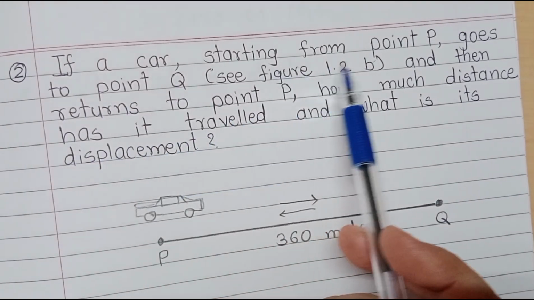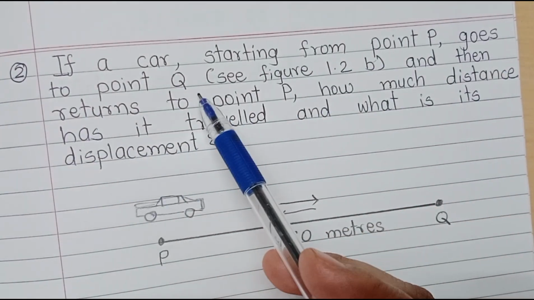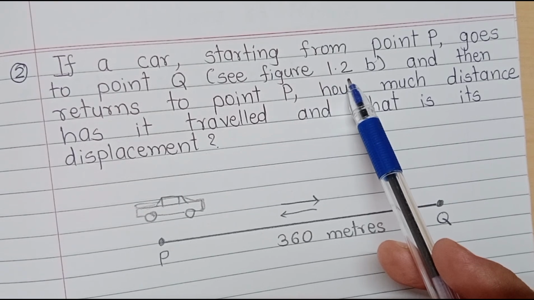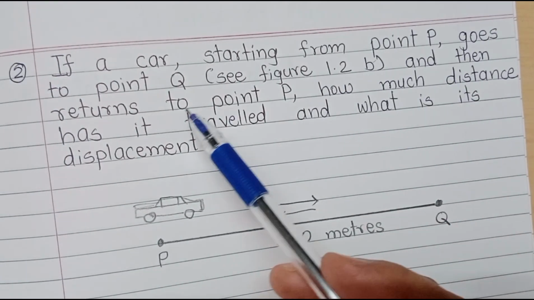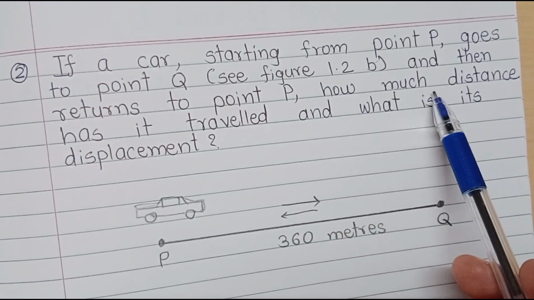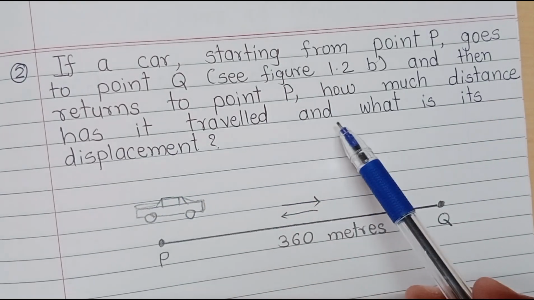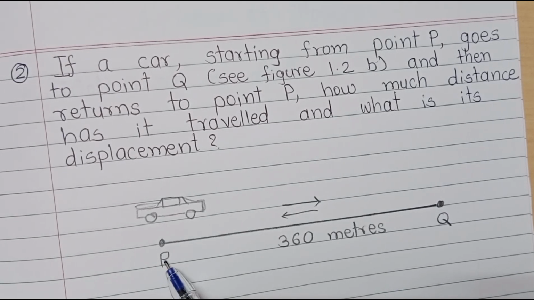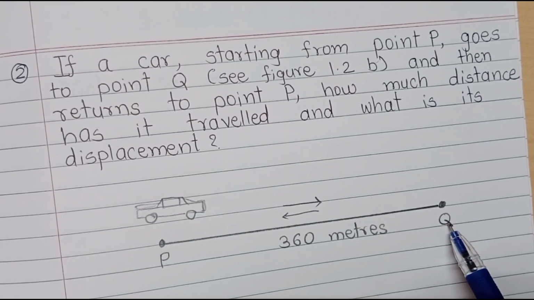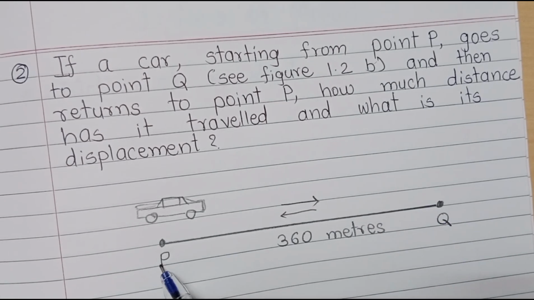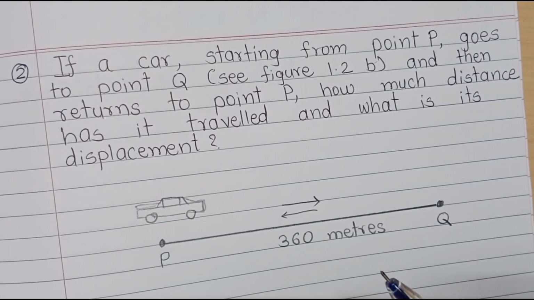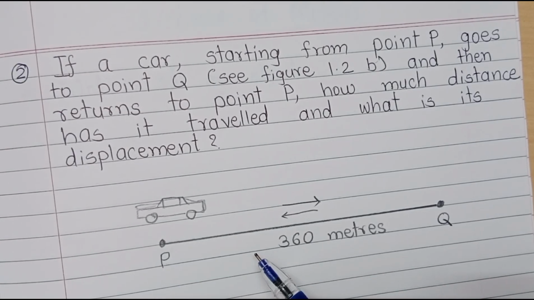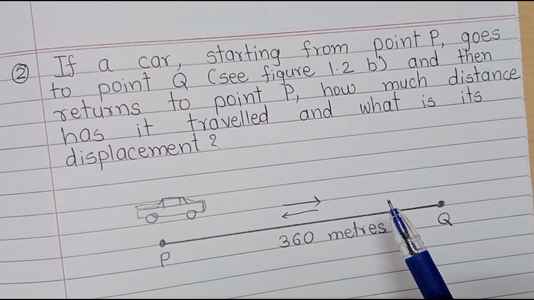Now we take the second example. If a car starting from point P goes to point Q, see figure 1.2b, and then returns to point P, how much distance has it traveled and what is its displacement? The car starts from point P, goes to point Q and again returns to point P.